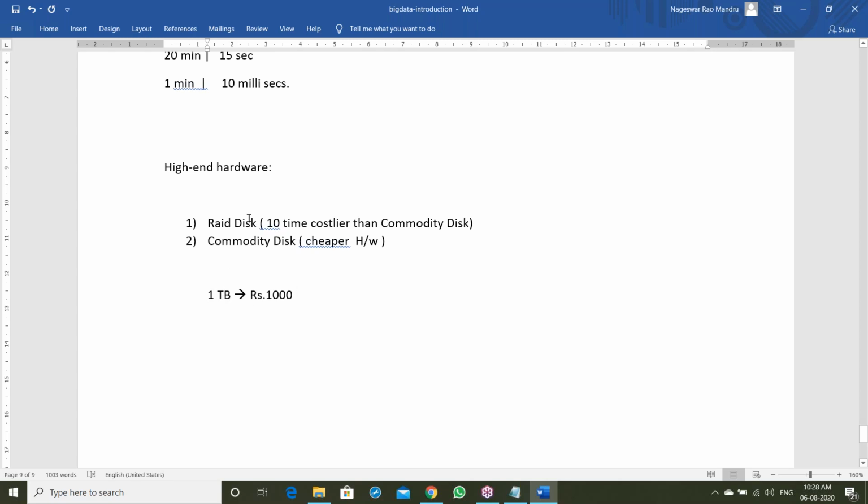The same 1 TB disk, if it is a RAID disk, is 10 times, meaning 10,000 rupees, to store 1 TB of data. So the RAID disk is 10 times the cost. Now, RAID disk is for real-time production environments. In our systems we can use cheaper hardware, no problem. Even for project development in a company, you can use cheaper hardware, no issue.